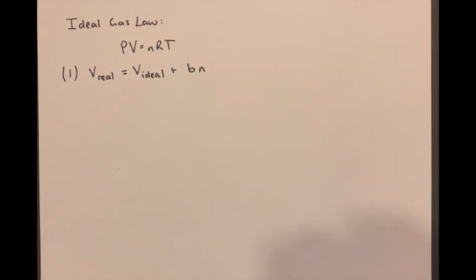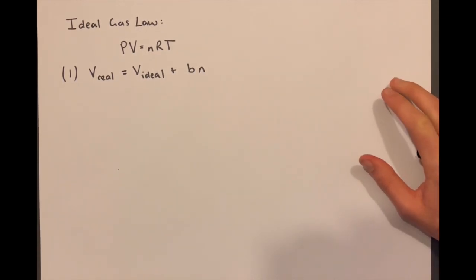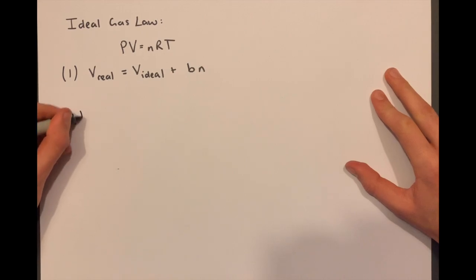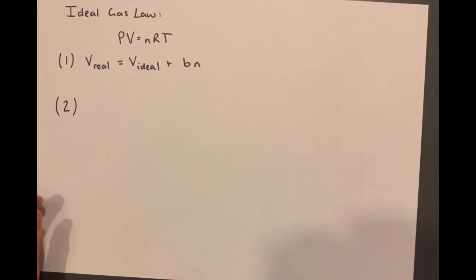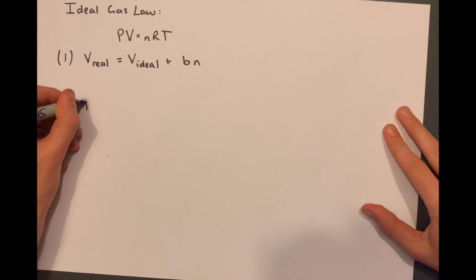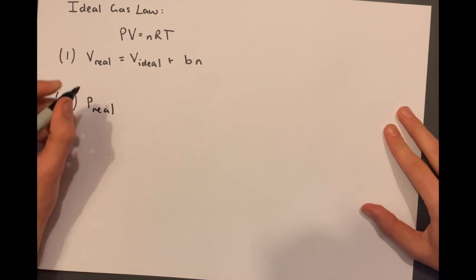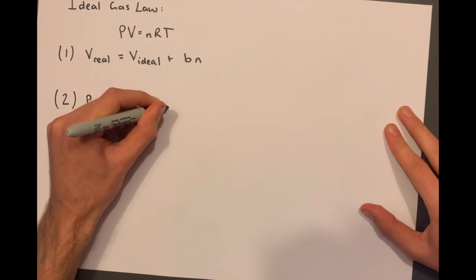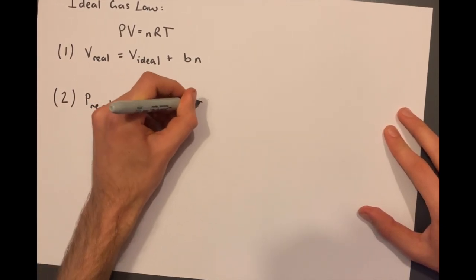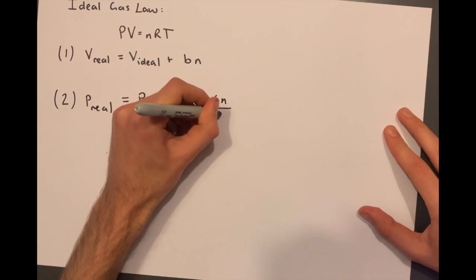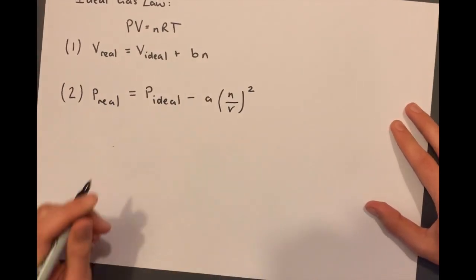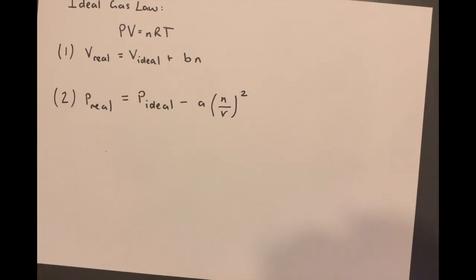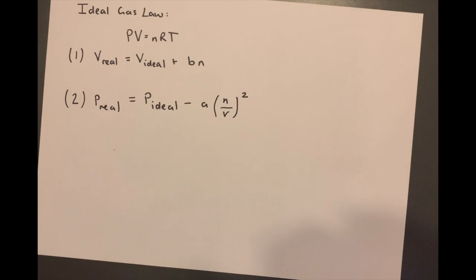With the knowledge that P real will be less than P ideal, we can now make the second modification. We can show this by writing P real equals P ideal minus a constant A times n over V squared. The constant A just represents the strength of interaction between the two molecules. n over V represents the concentration of the molecules.